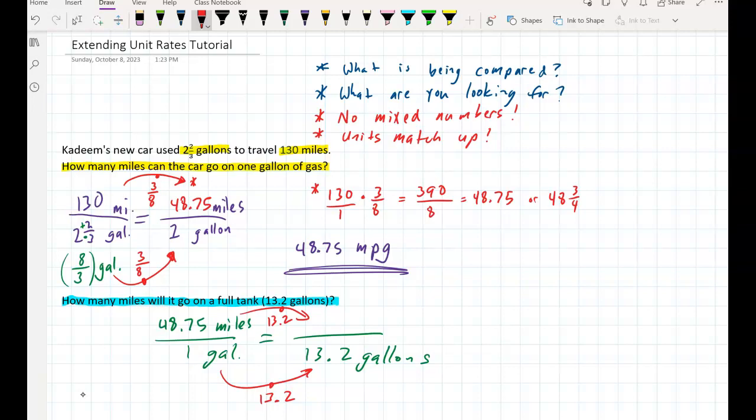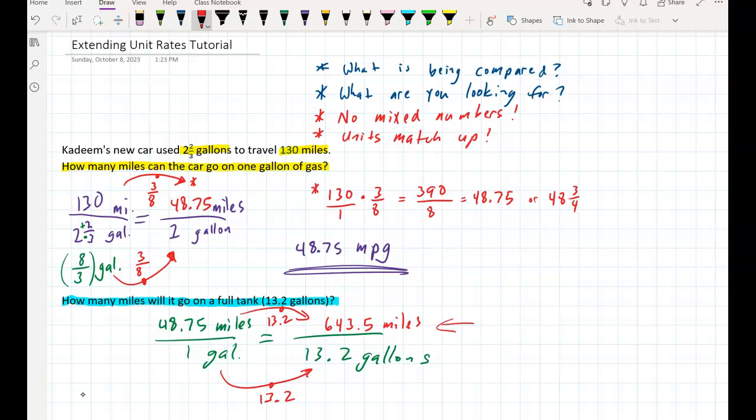And that would be 643.5 miles. If I did my calculations right, 48.75 times 13.2 is 643.5 miles on 13.2 gallons of gas. So my final answer, how far will it go on a full tank? 643.5 miles is the distance it'll travel on 1 tank of fuel.